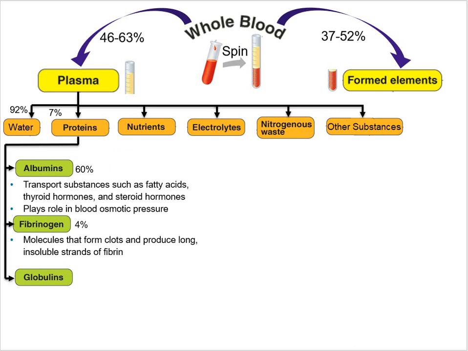The next protein is fibrinogen. It's a molecule that plays a major role in blood clotting. Fibrinogen, on the other hand, is the least abundant, which means 4% of the plasma protein. So this one is 60, this one is only 4. It's the least numerous of the three plasma proteins. They are produced by the liver. Fibrinogen is essential for blood clotting.